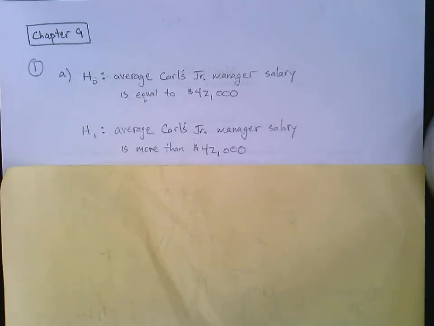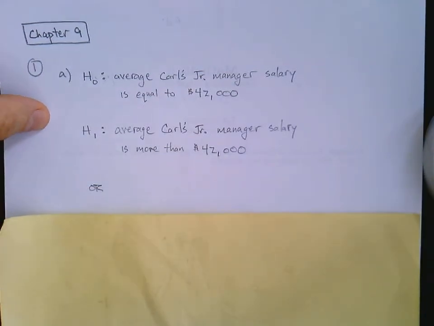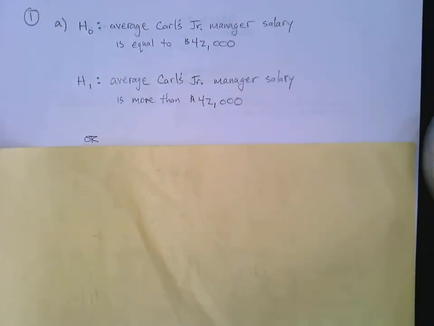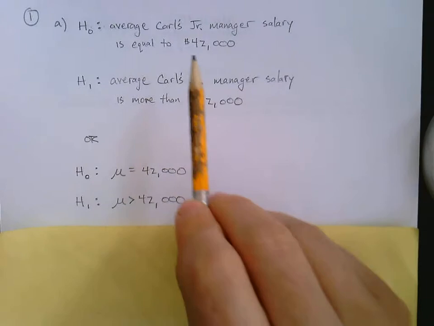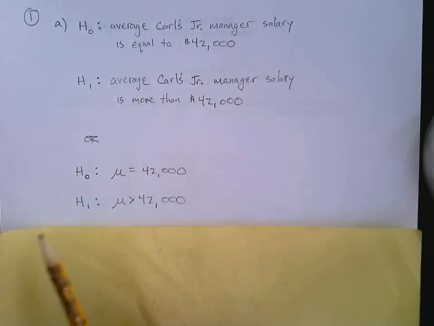But there's a faster way to do this. So we say or, and I'll just show you both of these. This will save you a little bit of writing, and it will even help with the later steps in the hypothesis test that we'll see in a bit. Instead of writing it out in words, you can do this.